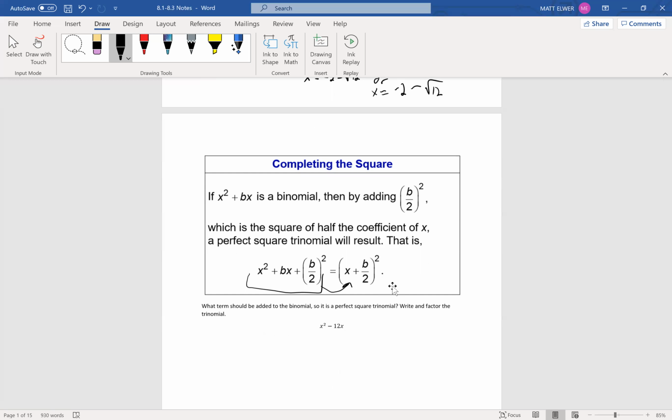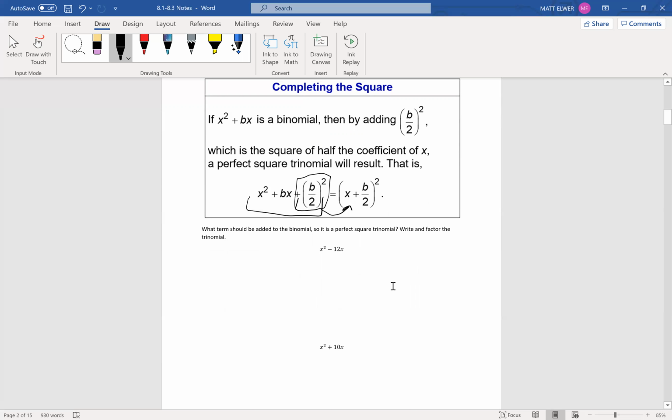So that'll come up a lot when we're trying to solve equations, because we can just add this term on both sides. And when we add that term on both sides, the left side is going to factor really nicely into x plus b over 2 quantity squared, right? And then we can just take the square root on both sides and solve for x that way. So it's going to give us a really nice method to solve for x in these cases. Okay, so let's just try some examples.